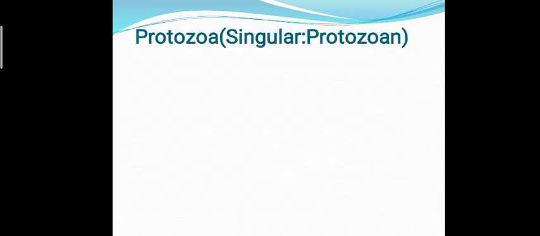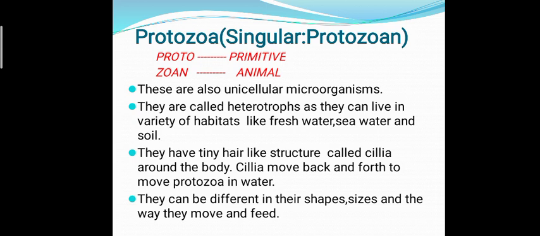Students, let's move on to the next category of microorganisms, that is protozoa. Singular is protozoan. As the name suggests, the word proto means primitive and zoon means animal. That means protozoans are organisms that are primitive to animals. These are also unicellular organisms.